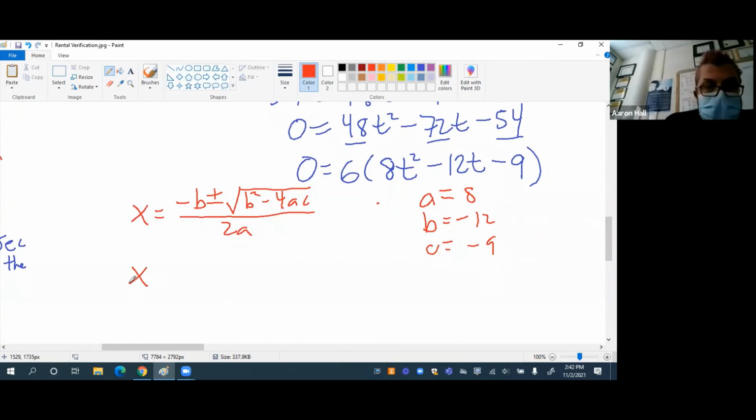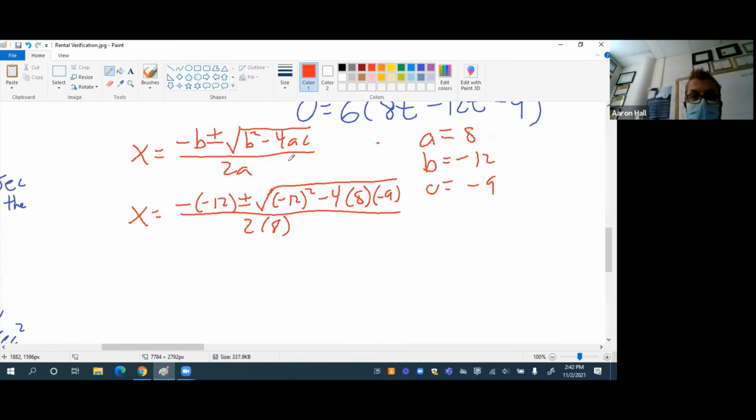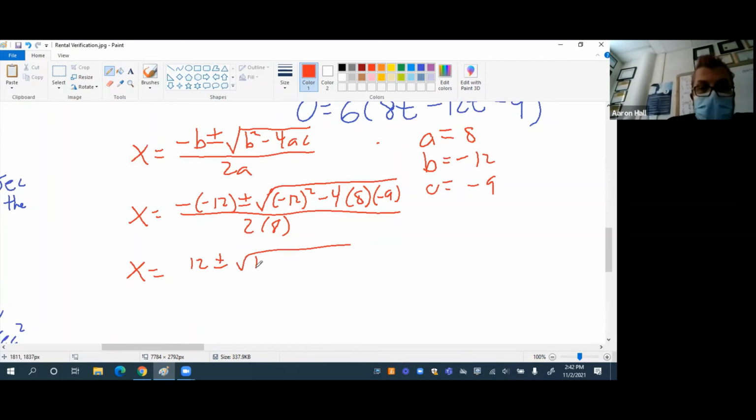So this gives us x equals negative b, which is negative 12, plus or minus the square root of b squared, which is negative 12 squared. Make sure you have a placeholder for this, or you're going to get the wrong answer. Minus 4ac, all over 2a. Okay, so that gives us negative a negative is a positive, 12 plus or minus the square root of 144. Negative and a negative are a positive, so that's going to be a plus something. Plus 288. Does that sound right?